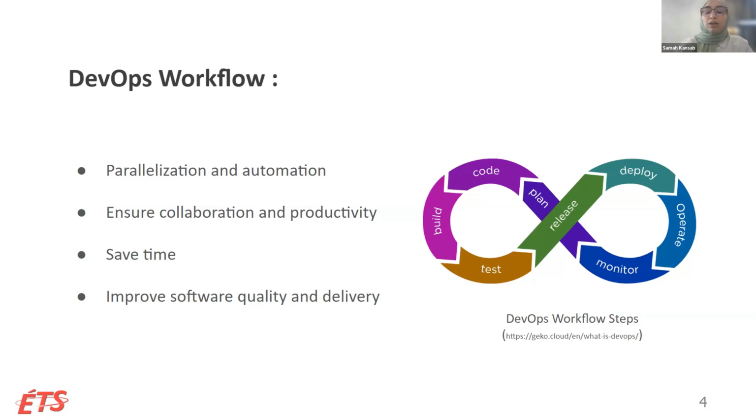If we define it, in other words, it's a set of automated steps from coding to deploying and furnishing the service of the software at the end, and it helps to automate all the tests, the release, deployment, monitoring, etc. One of the advantages of this system is that it ensures collaboration and productivity, and while it is automated, it can help to save more time and improve the software quality and delivery because it reduces the manual involvement in the process.